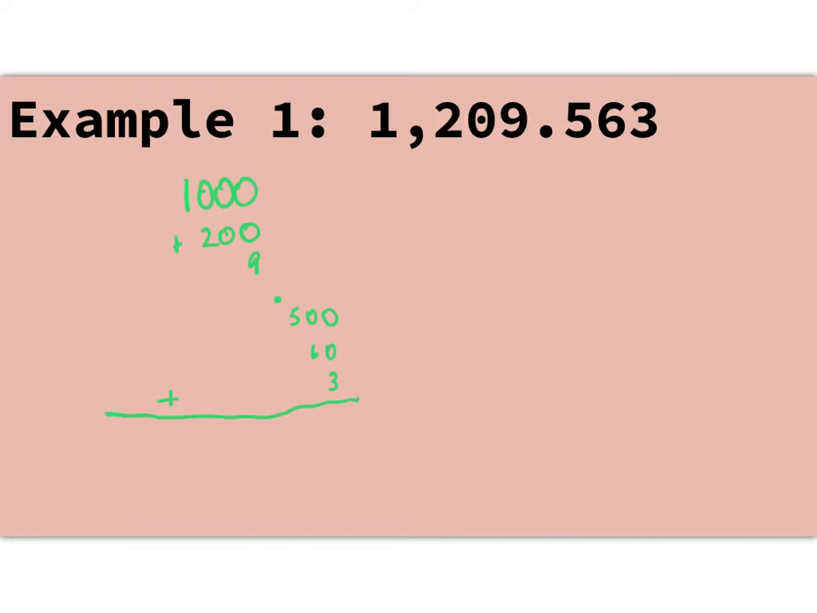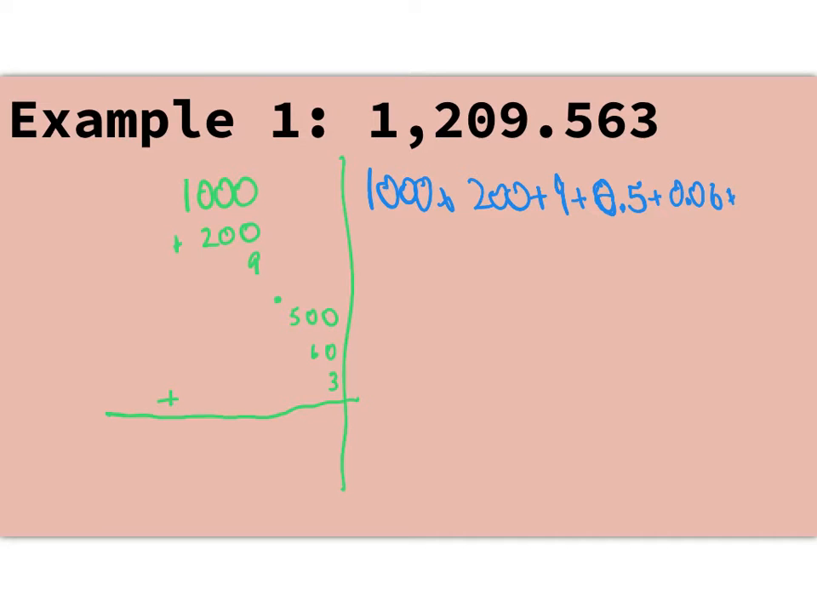Another way of writing expanded form, and you'll probably usually see it like this, is 1,000 plus 200 plus 9 plus 0.5, and that's supposed to be a 0. Let's write a better 0, plus 0.06 plus 0.003. And this 3 is in a thousandths place, and so the number less than 1 is 563 thousandths.